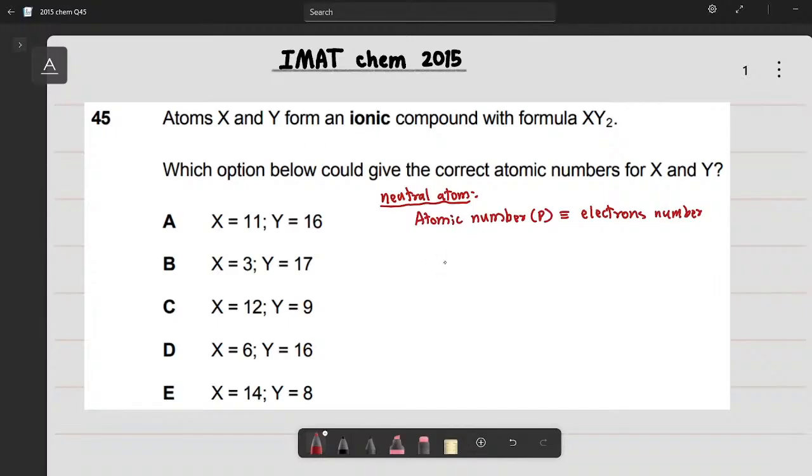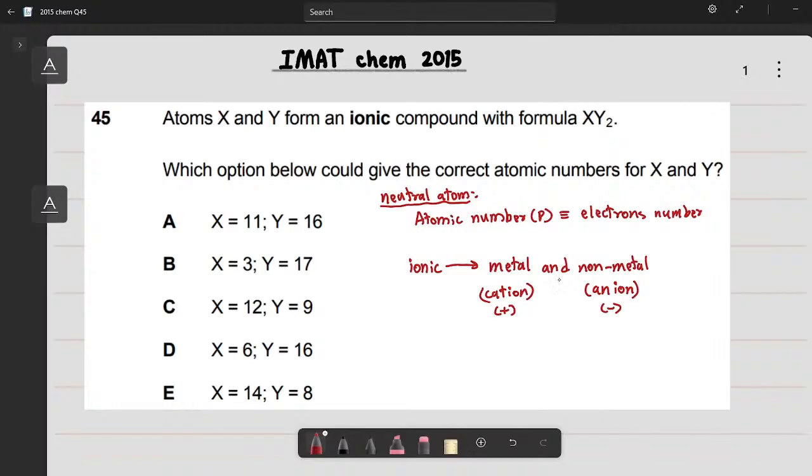And secondly, for an ionic compound, we know an ionic compound is mainly formed between metal and non-metal. So there's a huge electronegativity difference between these two species. And we know metal loses electrons to form a cation, and non-metal gains an electron to form an anion, which has the negative charge, and here it's a positive charge. Okay, so that's the thing we must know about ionic compounds.